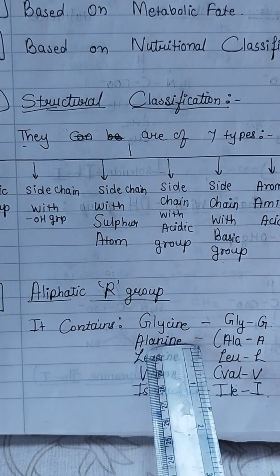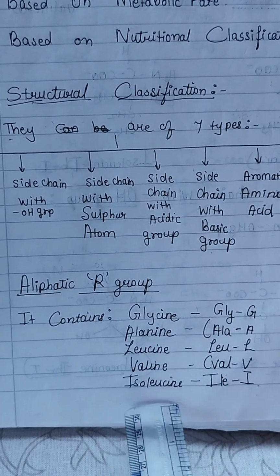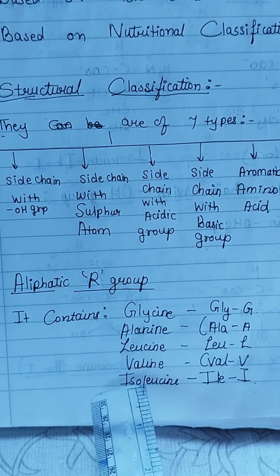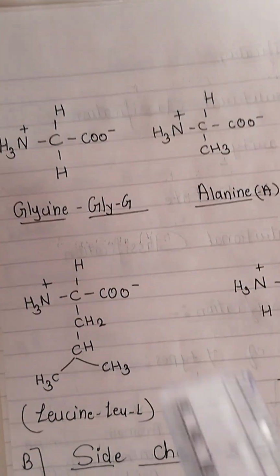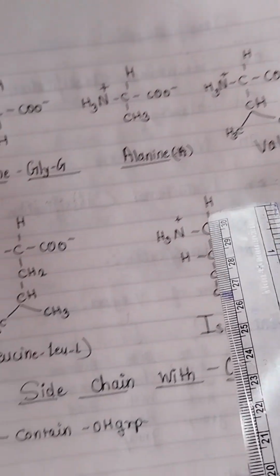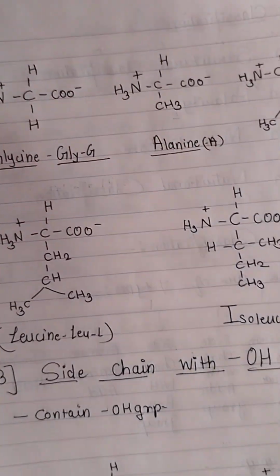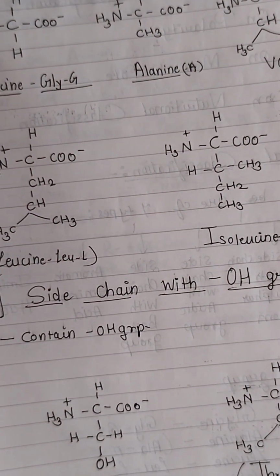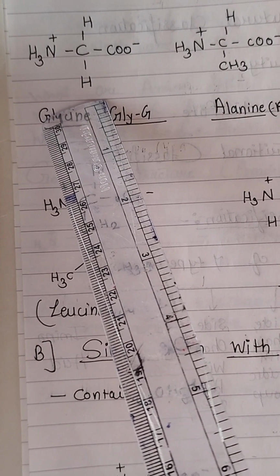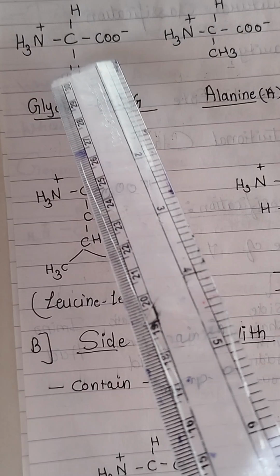The aliphatic R group category contains glycine, alanine, leucine, valine, and isoleucine. So this is the structure of glycine. Here is alanine, here is valine, leucine, and isoleucine. These are the structures of all these amino acids. In glycine, there is no chiral alpha carbon atom because it is not attached to 4 different groups. It contains only a hydrogen atom.